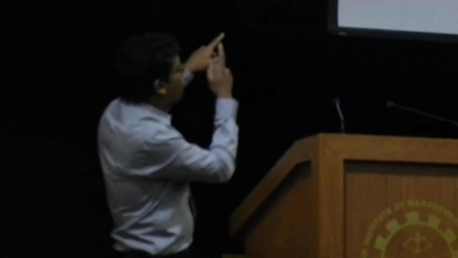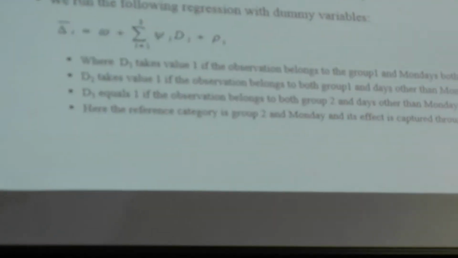D1 will take a value 1 if it belongs to group 1 and Monday. Similarly, group 2 and Monday, group 1 and other days, group 2 and other days. So 4 dummies, and then I run the regression. Then my results will tell you if dummy 1 is still significant, which indicates that even in those months there is a prominent Monday effect. That's how the dummy variable is playing out.